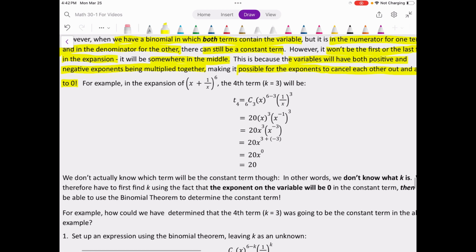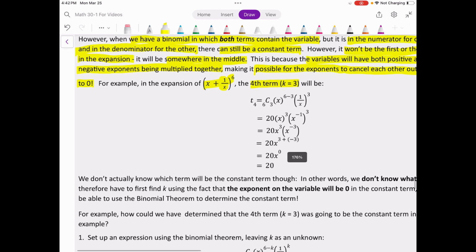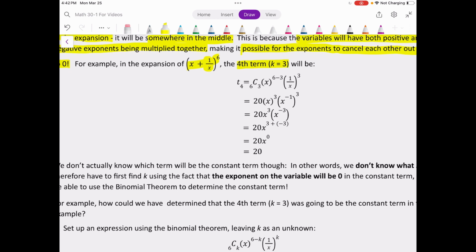So just for an example, let's actually look at expanding this one. X plus 1 over x to the power of 6. The fourth term, so when k is 3, if I put in those numbers, just applying the binomial theorem here, T4 is n choose k, so 6 choose 3, times x to the power of n minus k, 6 minus 3, times y to the power of k, and k is 3, right? So 6 choose 3 is 20. 6 minus 3 is 3, so we've got 20x cubed, and then we're going to rewrite 1 over x.